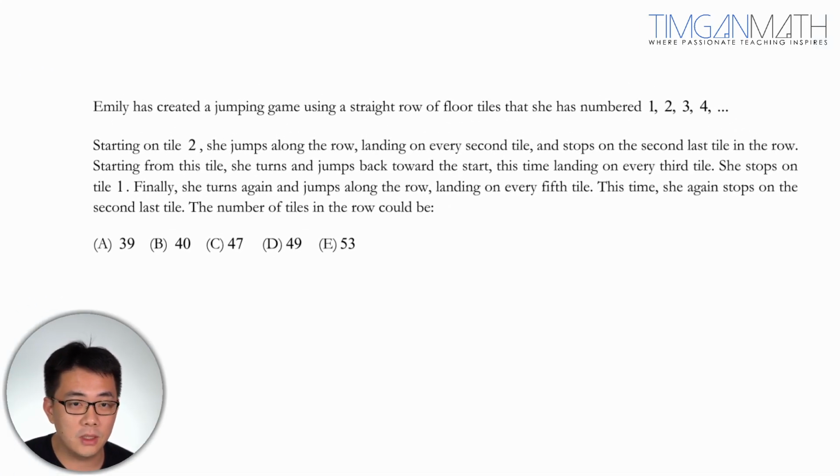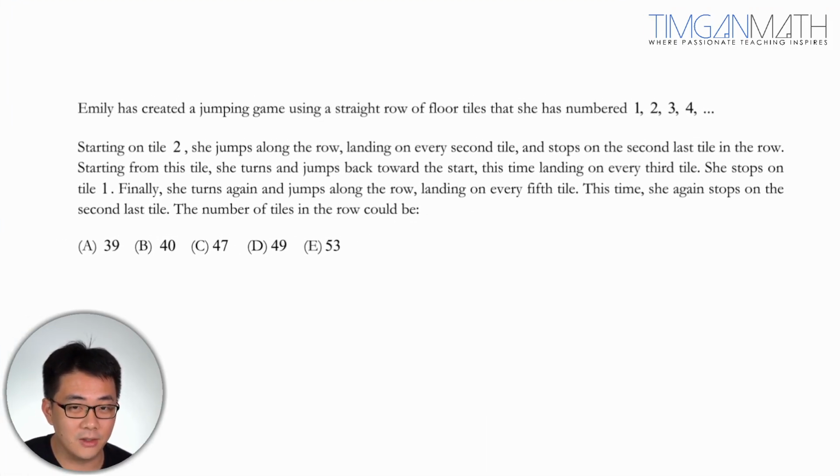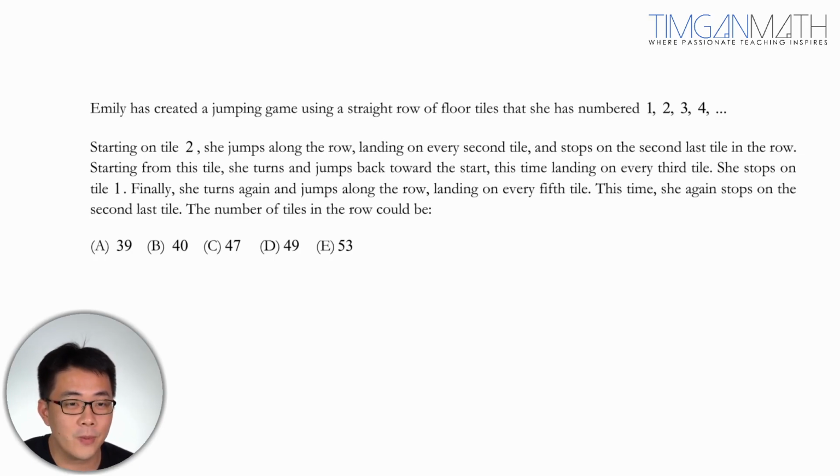So Emily has created a jumping game using a straight row of floor tiles that she has numbered 1, 2, 3, 4, and so on. Starting on tile 2, she jumps along the row, landing on every second tile and stops on the second last tile in the row. Okay. Now let's try and understand the first part here.